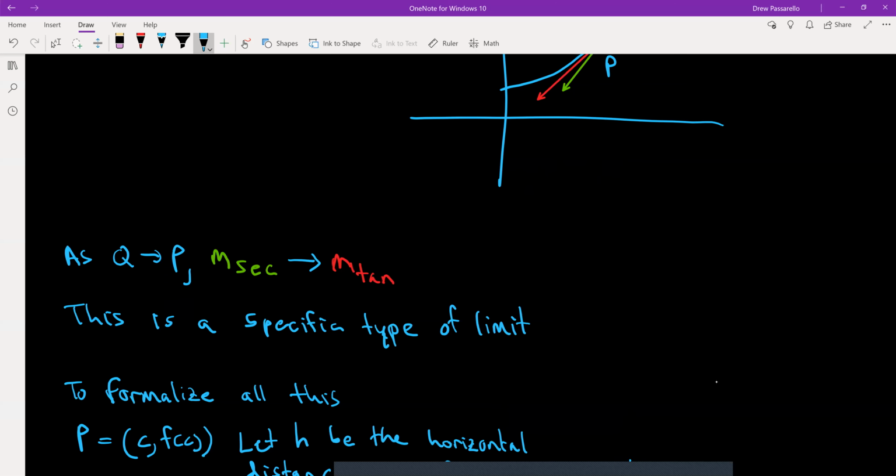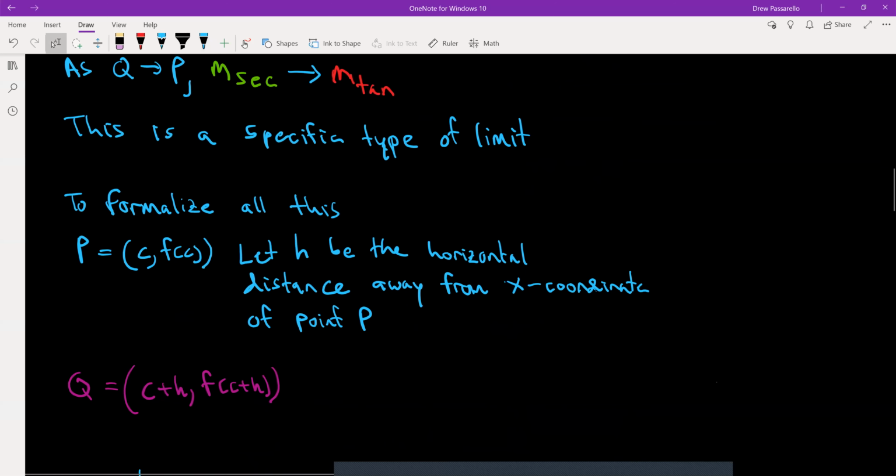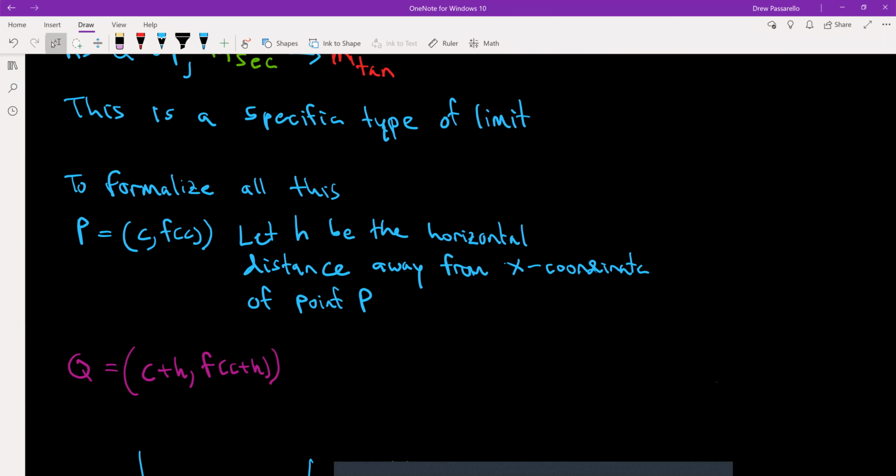And so to formalize all this, we're going to let P be represented by the coordinates (c, f(c)). Recall that if you have (x, y), you can represent the point as (x, f(x)). f of x is the same thing as y. So y equals f of x. That's just function notation. So for the x coordinate c of point P, the y coordinate is f of c.